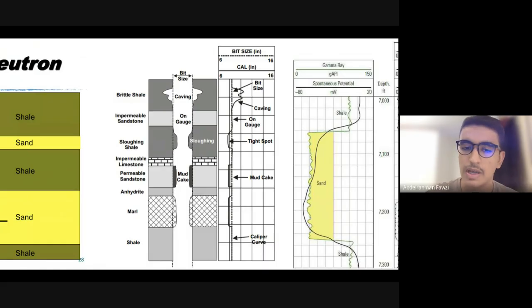Why is that? Because mud cakes are basically some of the mud that we pump inside, and this mud usually contains potassium. And since it contains potassium, it might increase our readings, because we already know that potassium is a mineral that emits some radioactive decays. So since it increases our readings, we cannot be assured about anything. We cannot tell if it's sandstone or shale.